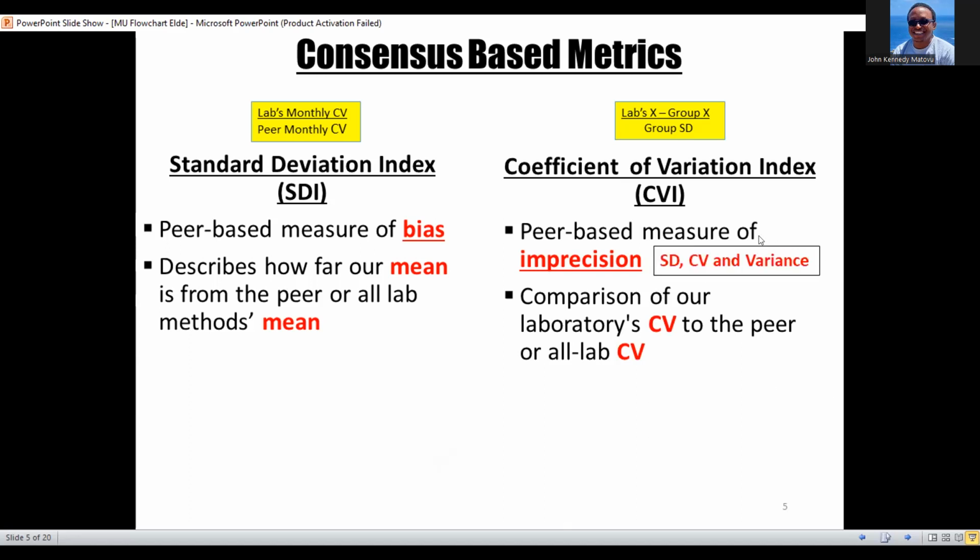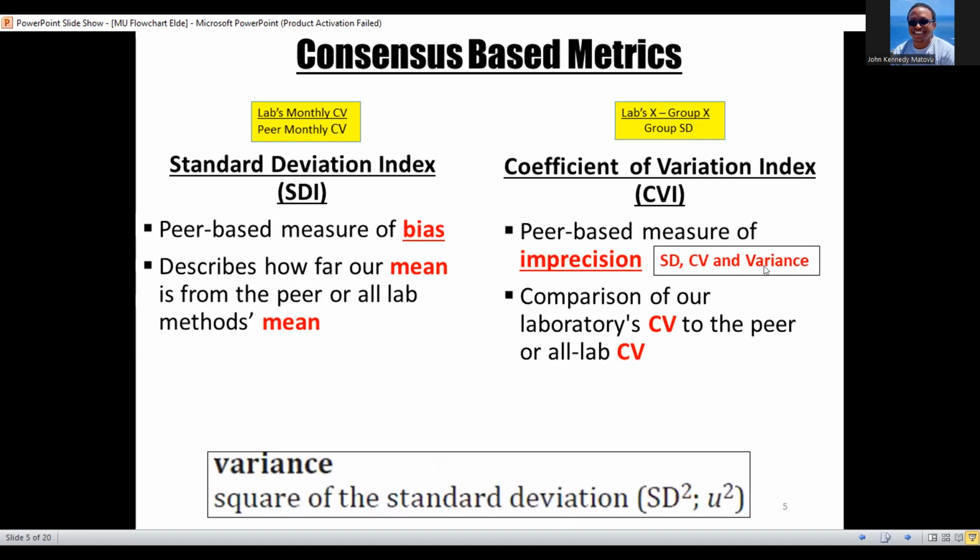Now, please remember that another statistical parameter that we use to represent M precision is variance. So here's the formula for variance. It's the square of the standard deviation or a square of your uncertainty. Are you guys following? So when you say variance, it can be a square of the standard deviation or the square of your standard uncertainty.